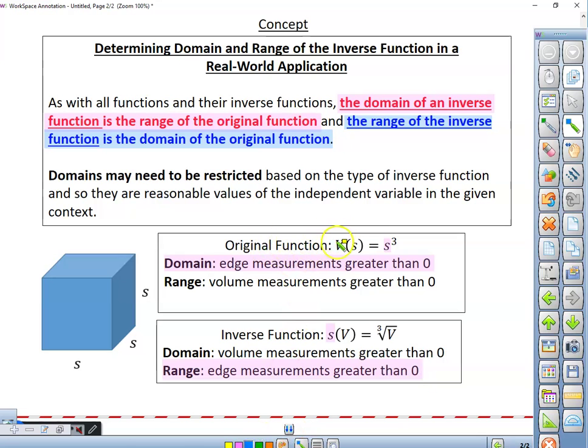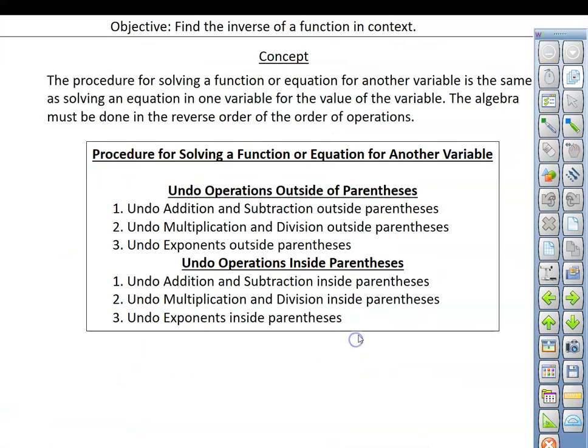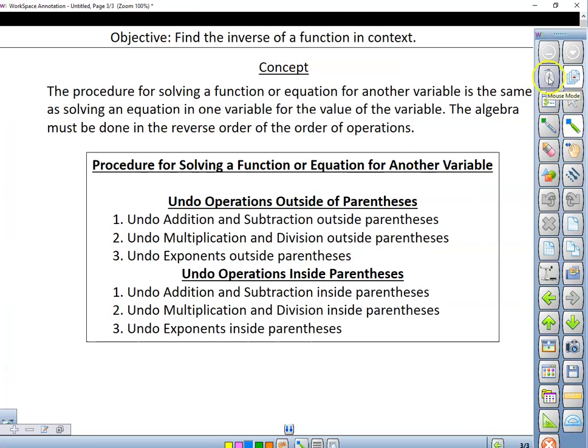Here in the original function, v is our volume, so our volume measurements are the range, and so our volume measurements are greater than 0, because again, volume has to be positive to make sense. And so here in the inverse it switches, and now v is our independent variable, so it becomes our domain. Volume measurements greater than 0. So we can actually use our understanding of the original function's domain and range and just flip them, and we have the domain and range of the inverse in context. This information in your guided notes is just reminding you that in these polynomial structure functions we undo things in the reverse order of operations, which we have talked about before.